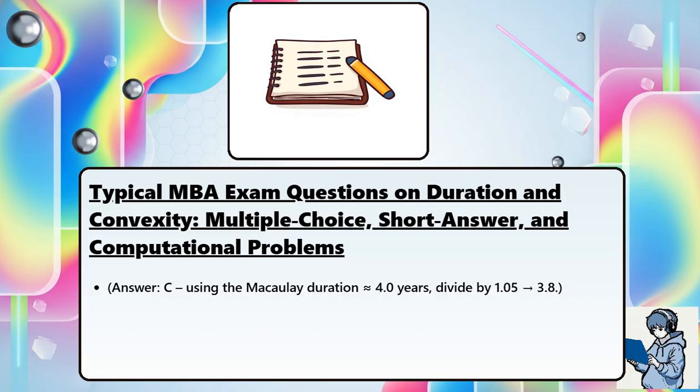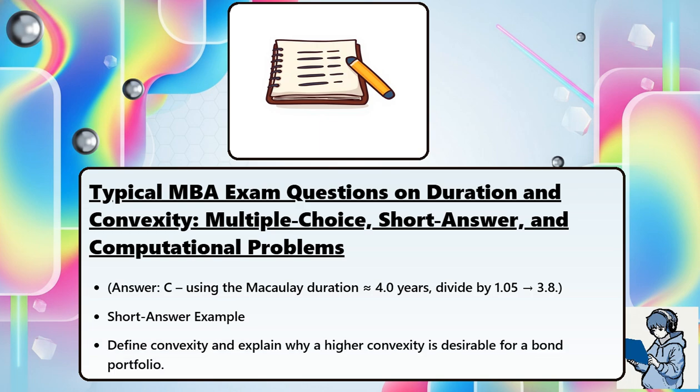Answer C. Using the Macaulay duration of approximately 4.0 years, divide by 1.05 yields 3.8. Short answer example. Define convexity and explain why a higher convexity is desirable for a bond portfolio.